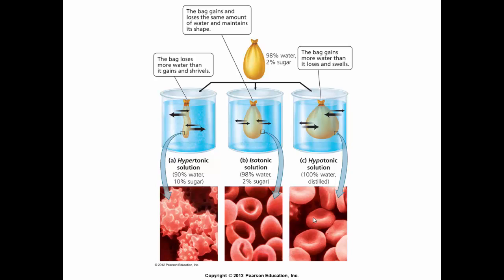So if a cell were put into a hypertonic solution, more water would move out of the cell and thus it would shrink. In a hypotonic solution, the solute concentration is lower than the water concentration. A cell placed in a hypotonic solution, the water would move into the cell and it would swell and burst. Isotonic solutions have the same solute and water concentration, thus there would be no net movement in either direction and the cell maintains its original shape.